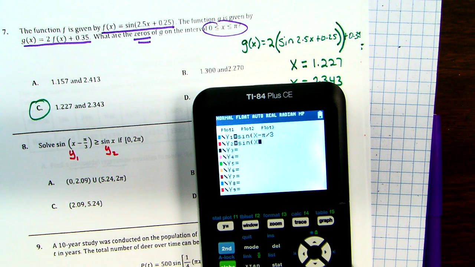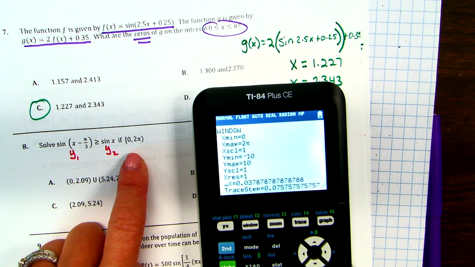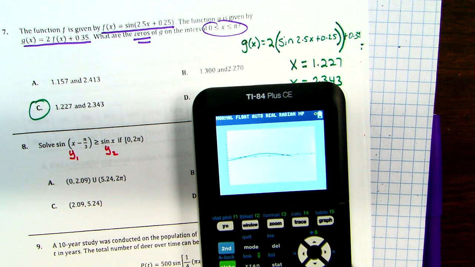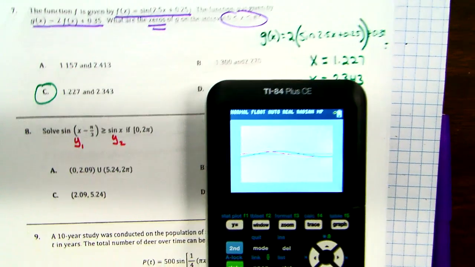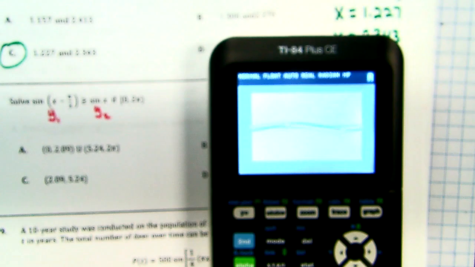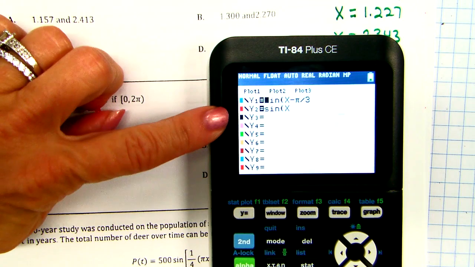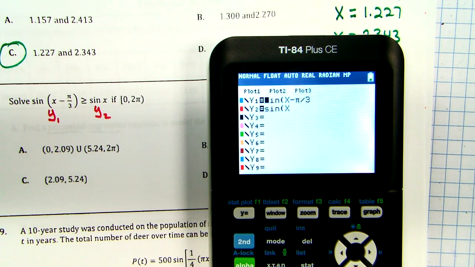Okay? And I'm going to go ahead and change my window to 0 and to pi. And let's see what it looks like. Okay. So what I want you guys to see, and I'm going to zoom in better in a second, but first of all, I want to talk about this. If you're using one of the fancy calculators, you've got 2 different colors. I've got blue and then red. So my first one is blue, my second one is red. What I'm trying to see is where is the blue line greater than or above the red line. So I'm going to be finding intersecting.